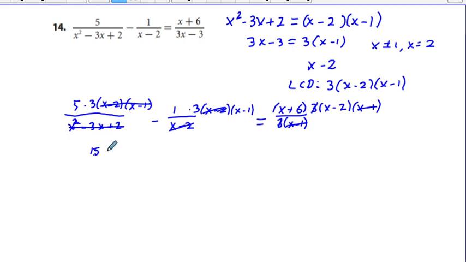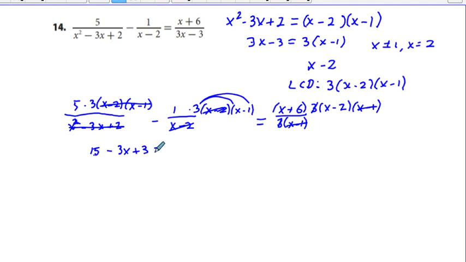And then that's going to be minus, we have 3 times, I'm just going to multiply through, we have 3 times x and 3 minus 1. So we're going to have minus 3x, and then we have minus 3 times 1 is negative 3, and minus negative 3, that's going to be plus 3.